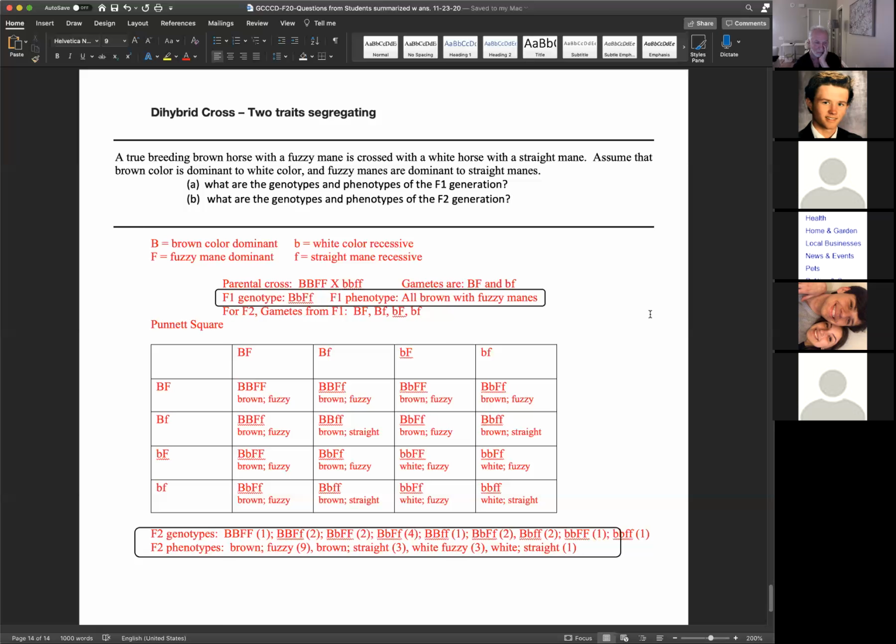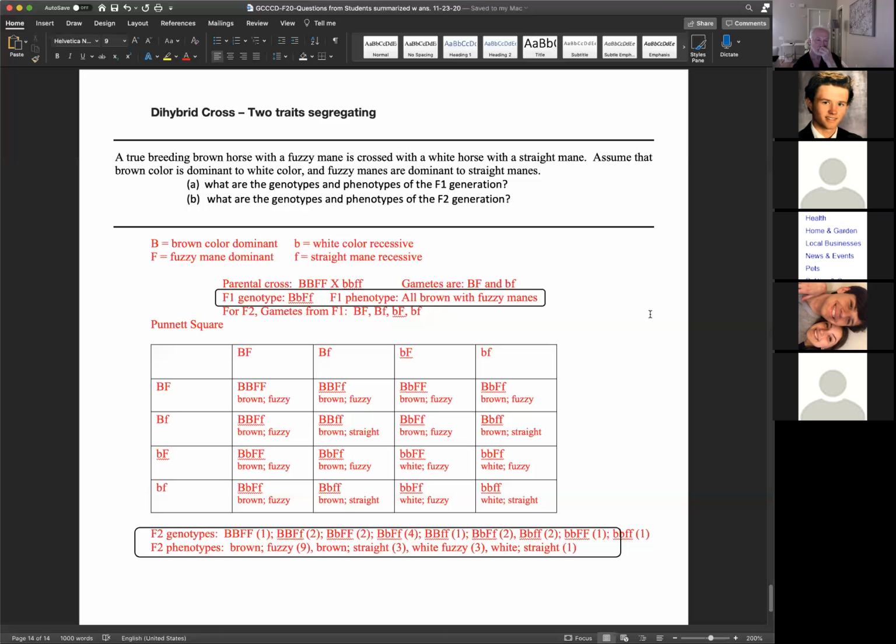Similarly to the last problem, we have all dominant and all recessive, so our F1s are going to be heterozygotes. One parent is completely dominant, one parent is completely recessive. Therefore, we're going to have heterozygotes in the F1 generation. That's all we will get. If we did our Punnett square, we would come out with a big B, little b, big F, little f.